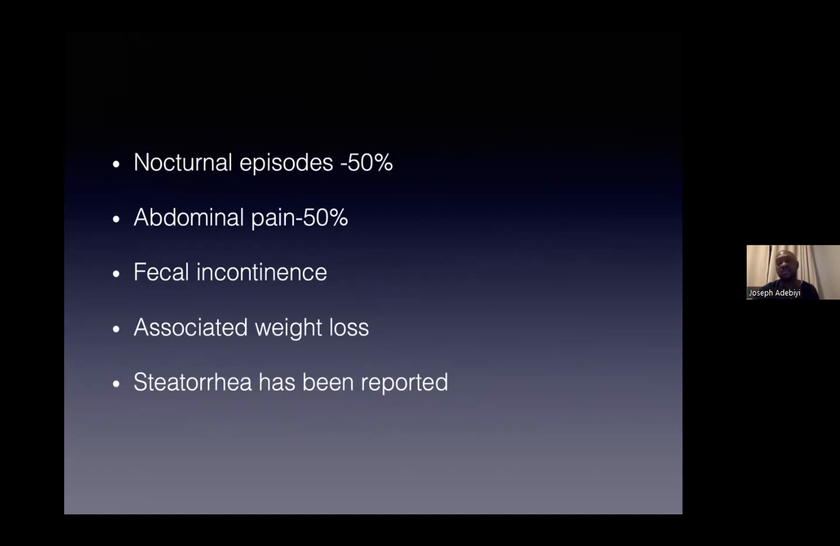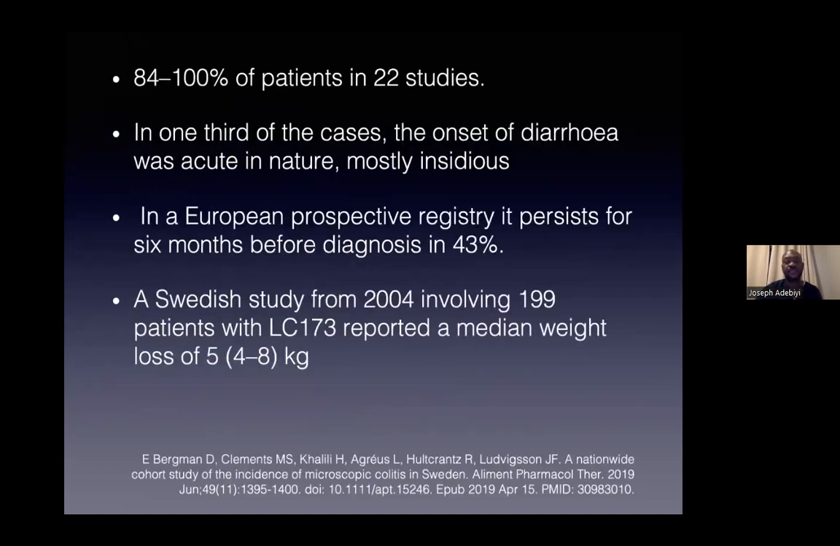And the reason for the weight loss would be because these patients are constantly going to the bathroom to move their bowels, so they're scared to eat, and because of the constant watery diarrhea, as well as the inability or refusal to eat, the food aversion. So you then find that these patients would lose weight. Steatorrhea has also been reported, again confounding the association with celiac disease.